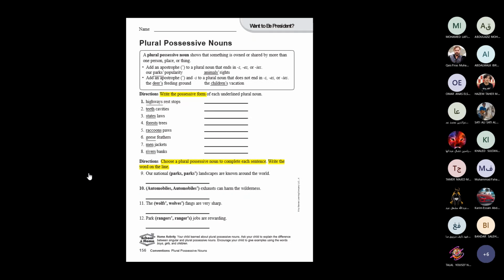Number four. You have to add apostrophe and S. Where is the apostrophe and where is the S? Number four. Okay. Understand? And number seven. Number seven, sheep. The noun sheep has this at the end.